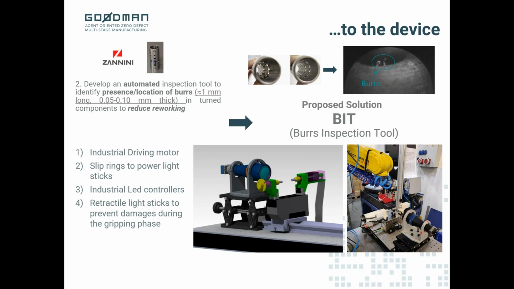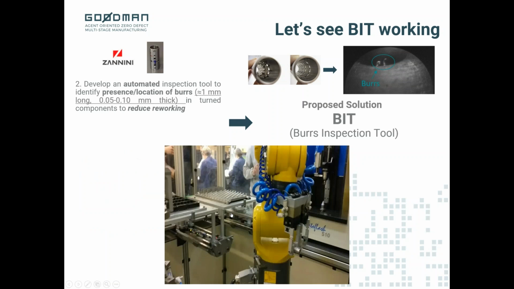And we also developed some smart, let's say, engineering in order to make it possible for the light stick to be retractile, this to prevent damages during the gripping phase. So the light stick can be retractile and we can ensure that nothing bad is going to happen to the light stick during the gripping phase. This is again a short video that aims at providing you with an indication on how the system is working.